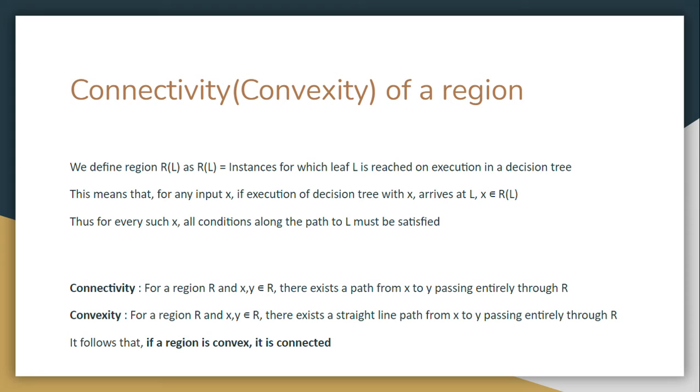So if we take any 2 points in a region and draw a straight line from the first point to the second point, that entire line must lie within that region R. And of course, as we see that connectivity is a generalized case of convexity, therefore it follows that if a region is convex, then it has to be connected. Okay.